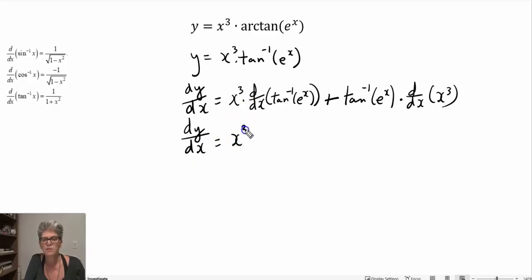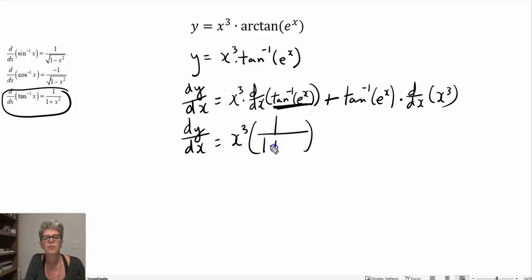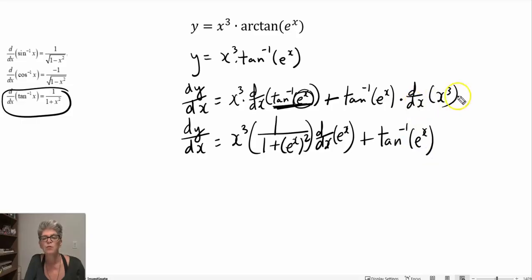So I'm going to have x cubed, and now the derivative of the inverse tangent function, I'm going to use this template, but I'm going to be replacing that x in there with what's in the parentheses here, e to the x, and then I have to multiply this by the derivative of e to the x. Okay, and then I get to this one, and I'm just copying inverse tangent of e to the x, and then the derivative of x cubed is going to be 3x squared.